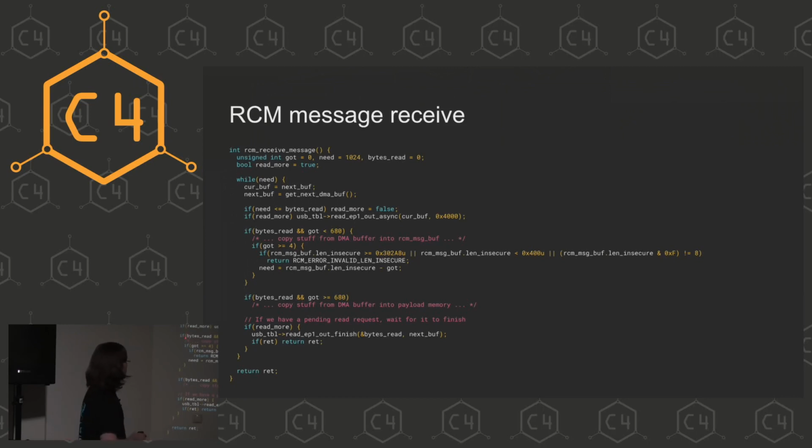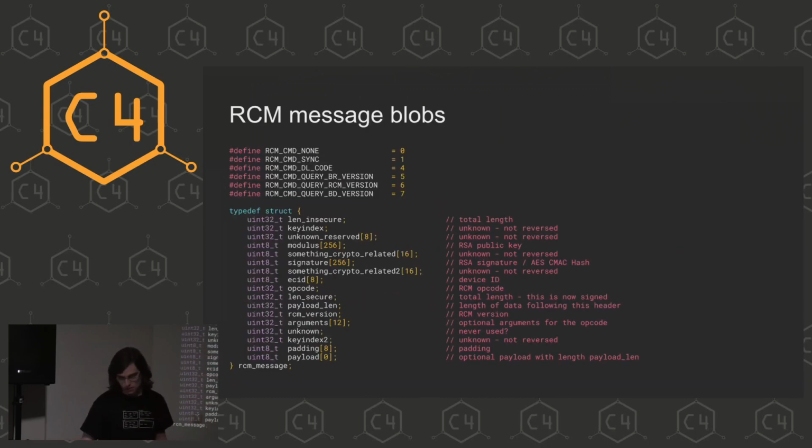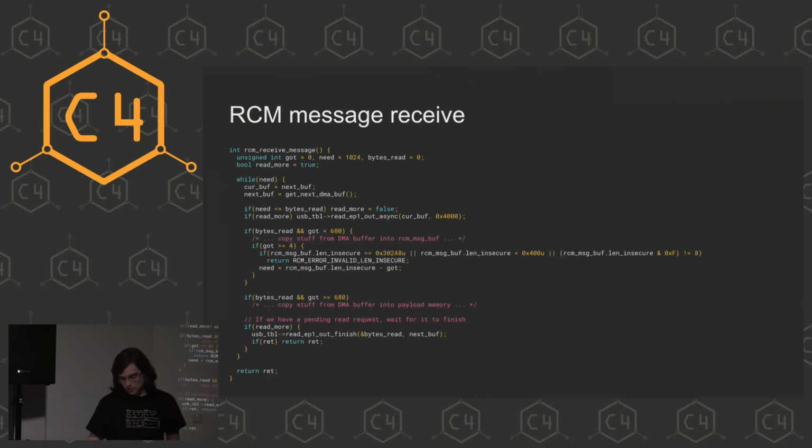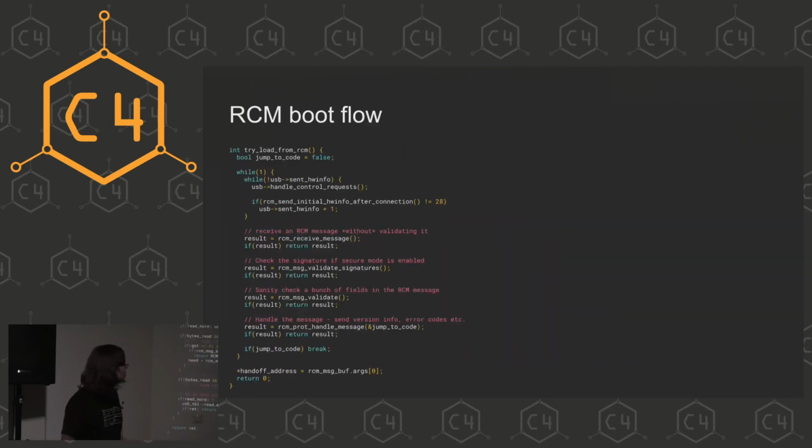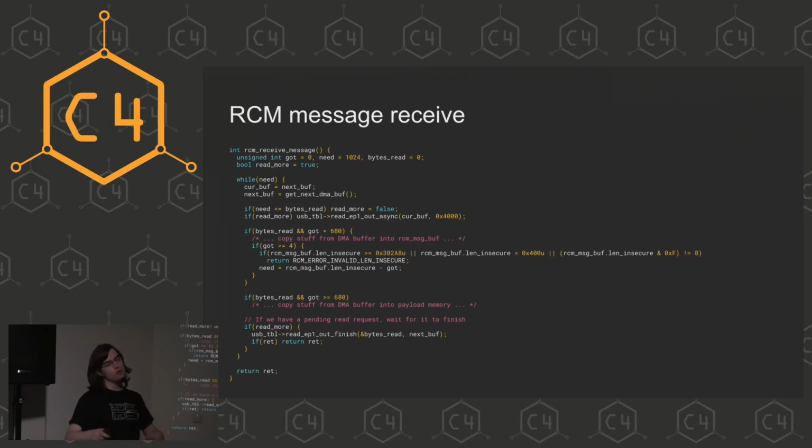So then it goes into this if, where it checks if it received less than 680 bytes yet in total. The 680 bytes is important because this struct here is exactly 680 bytes. So what it tries to do is it first reads this header of the message without the payload. If it got more than 4 bytes, then it already has this length here. So it knows most likely how much data in total it needs to receive for the message to be complete, including the payload.